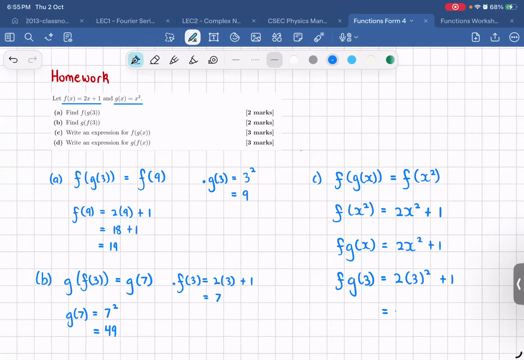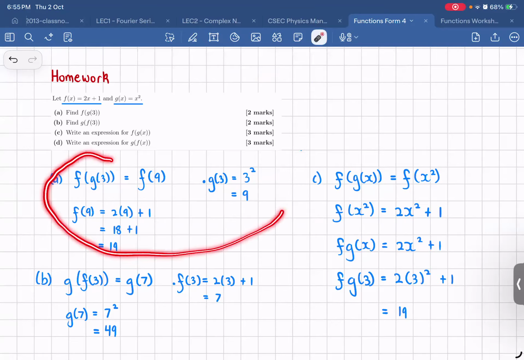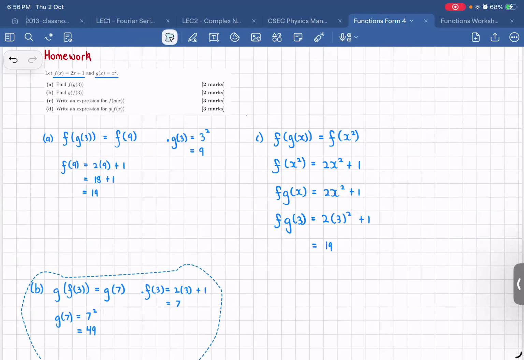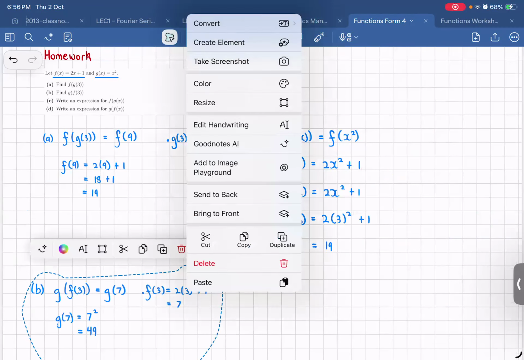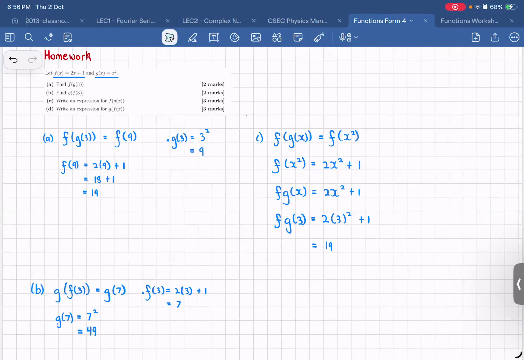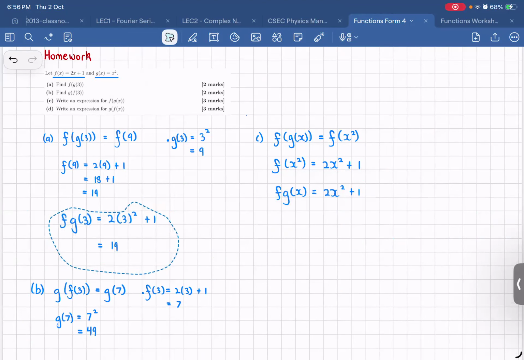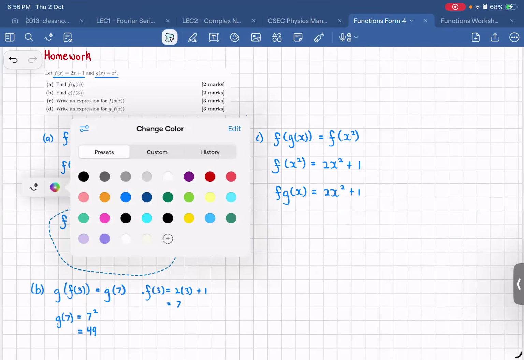18, and where's 18 plus 1? 19. Did it give us the same answer as when we did it like this? Yes, sir. So that's another way you could work out part A. If you want to work out part A, you could just find fg of x and plug whatever x is into the new function you found. So that's an alternative solution.